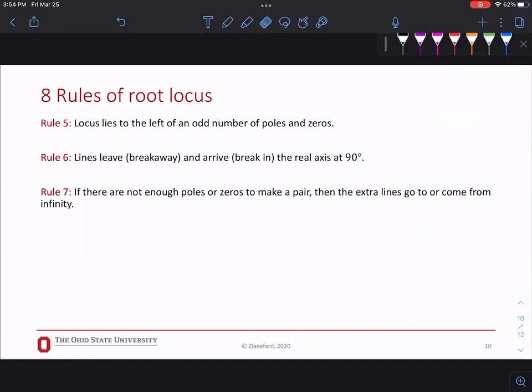All right. So we call those the breakaway point or takeoff point. Break-in is when the pole is at infinity or somewhere further. Breakaway is when your pole is on the real axis and you're breaking away, going to infinity. All right. Rule number 7, if there are not enough poles or zeros to make a pair, the extra line goes to or comes from infinity. We already talked about that, right?